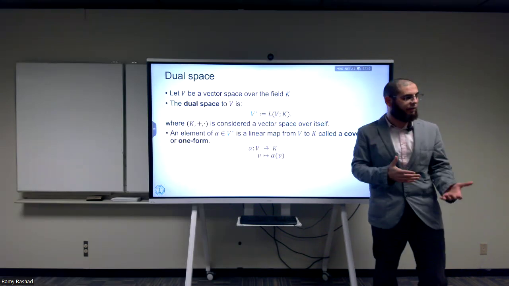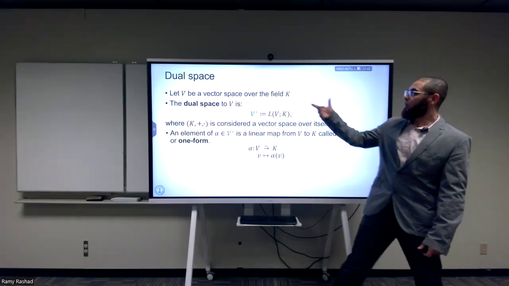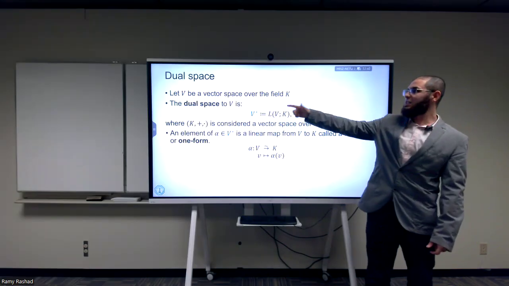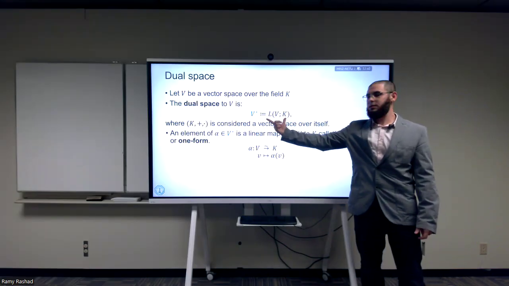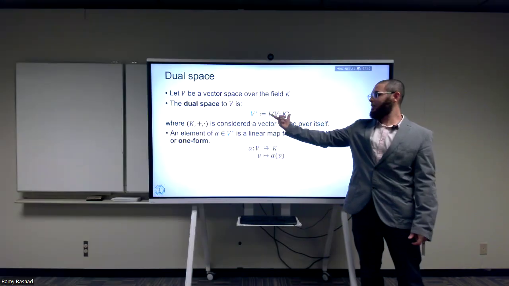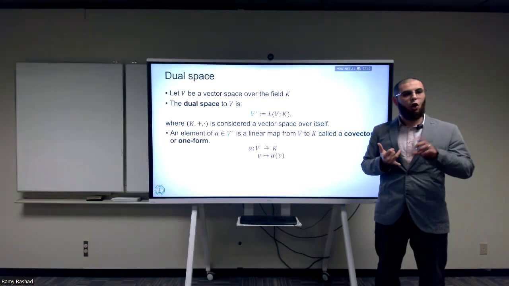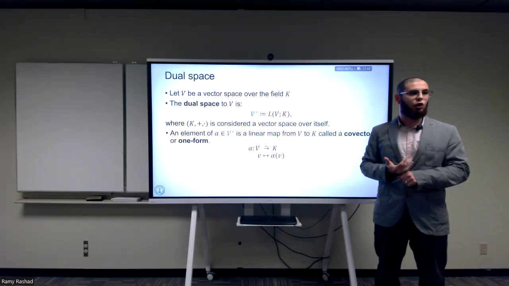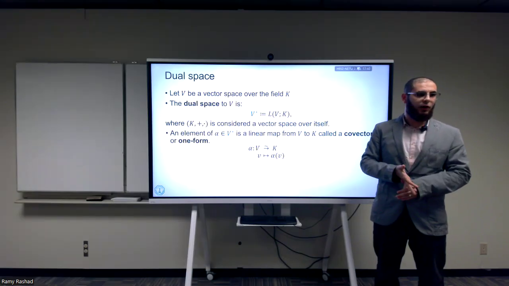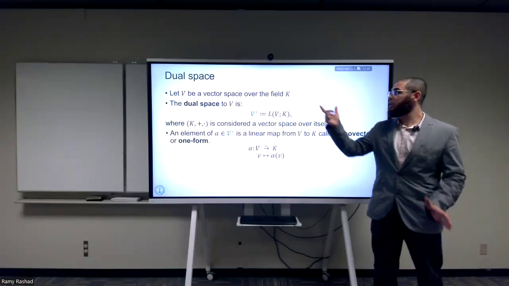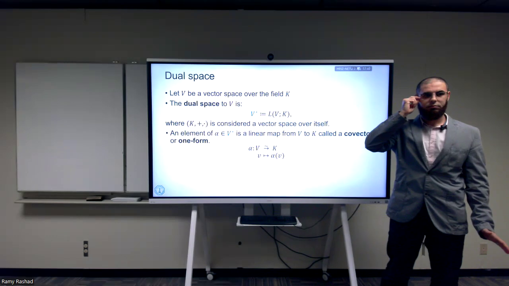So what is the definition of a dual space? Let V be a vector space over the field K. The dual space to V is defined as this. What does this mean? It is the set of all linear maps that go from the vector space V to the field over which V is defined.